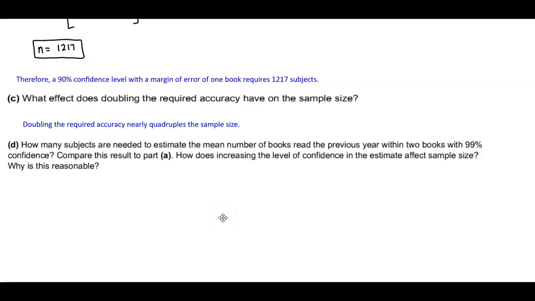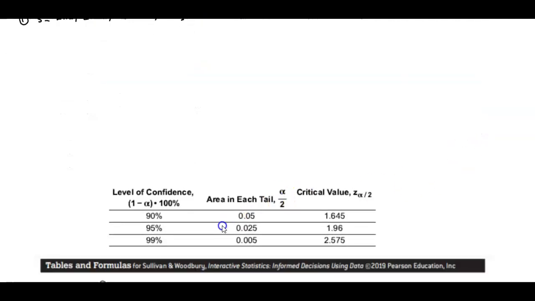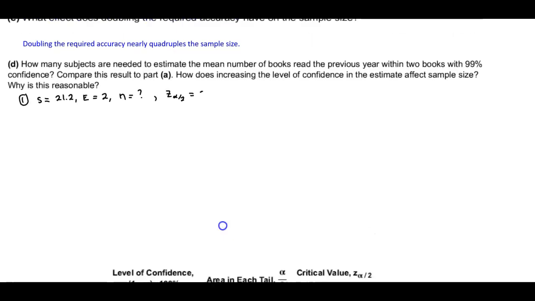Okay, so what we're going to do is, in part A, we still know that the sample standard deviation is still going to be 21.2. We know that the margin of error is going to be 2. We're looking for the sample size, and we need to know what the critical value is. Well, the critical value is asking us to use 99% confidence. So if we come down here, we know that we have a table, which is 99%, which is 0.005, and therefore the critical value is 2.575.